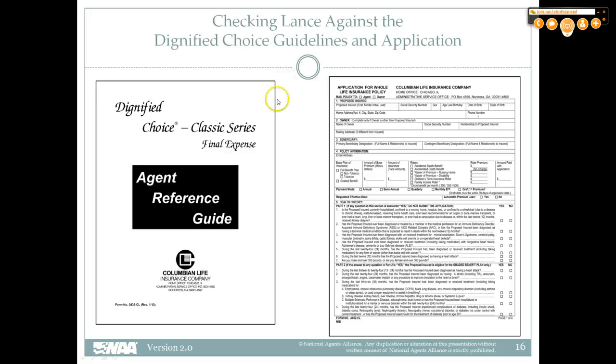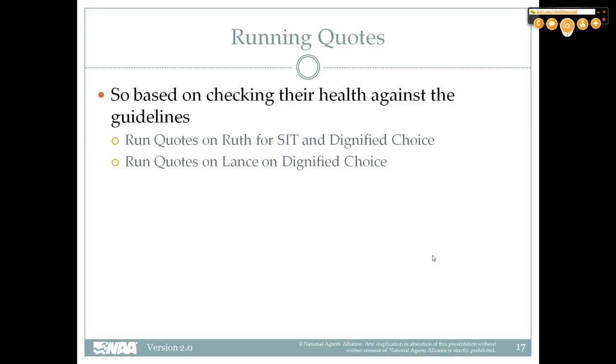Now we've got to check on Lance. Since he can't get into the term product, the next option is to look at the final expense Dignified Choice whole life product. Okay, and so we look at two things to determine Lance's qualifications health-wise for this product. We have the reference guide available to us, and then the actual application will dictate what he can get, because the application, sections 1 and part 2, will determine what he can get.